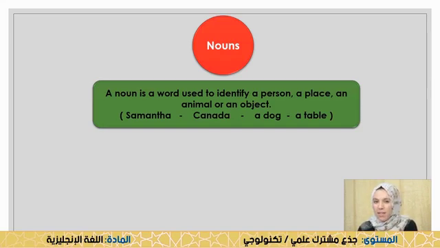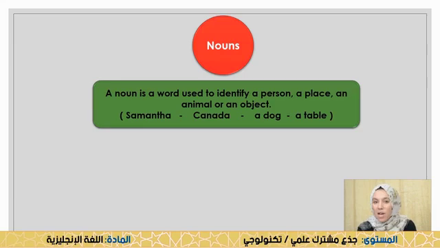Let's give some examples so that the idea would be clear for you. If I say the name Samantha, now Samantha is a word, or in other words, it's a noun that identifies a person. Every name that you know is a noun that identifies a person. So if you say, for example, Samantha, Jack, John, Paul, Elizabeth, Natasha, and so on and so forth. Those are names or nouns that identify people. Second example we've got here, the noun Canada, or the name Canada. So Canada is a word that identifies a place. The country, Canada.